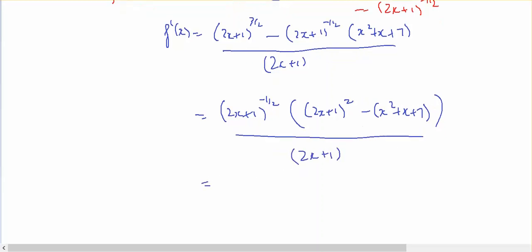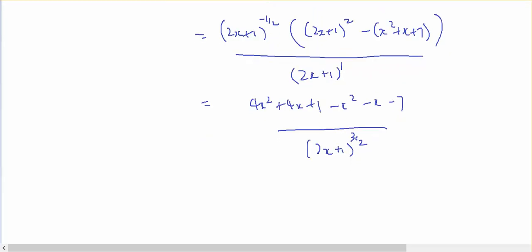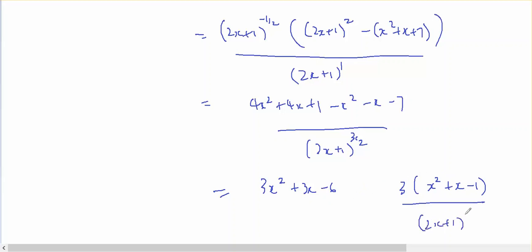So I can expand this: 4x squared plus 4x plus 1 minus x squared minus x minus 7, all over 2x plus 1 to the 1 down here, so that's 3 on 2, and my numerator becomes 3x squared plus 3x minus 6. I can take a 3 out, so 3 times x squared plus x minus 2, all over 2x plus 1 to the 3 on 2, and that's what the derivative is.